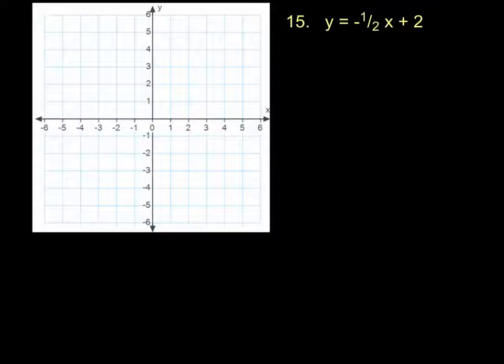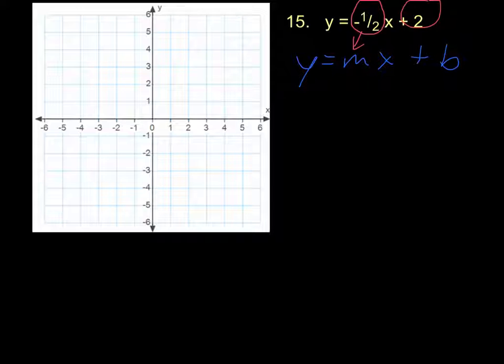For number 15, we have y equals negative 1/2 x plus 2. Using our equation, y equals mx plus b, we know the slope is going to be negative 1/2, and the y-intercept is going to be plus 2. So let's put our first point there at plus 2 where it crosses the y, and then the rise over the run equals minus 1 over 2.